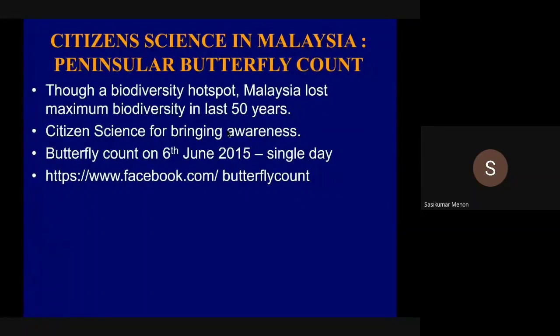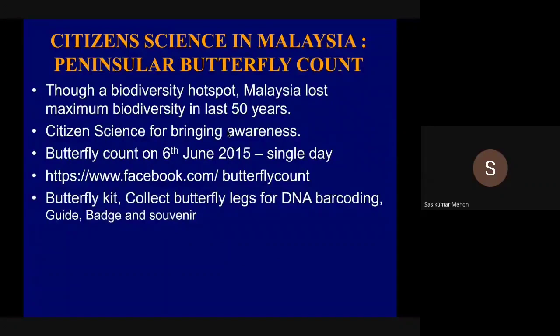What they did was they gave a butterfly kit to all those people who registered. They also asked them to collect butterfly legs. So you have to capture the butterfly and remove one leg, put it in a paper bag and send it. By removing one leg, you are not killing the butterfly. Neither is the butterfly affected in its lifestyle. It is a standard, scientifically accepted way of collecting DNA of butterflies. So they asked people, please do it.